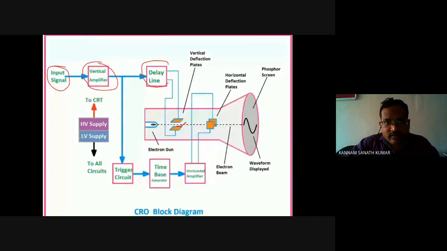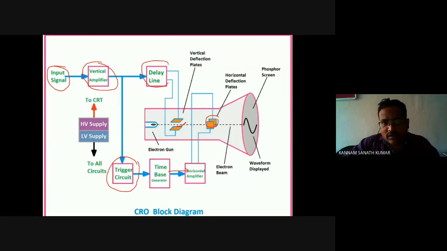And from here, there is a triggering circuit. The purpose of the triggering circuit is to synchronize both the vertical and horizontal deflection plates. The triggering circuit is given to the time base generator. It will generate a sawtooth or time base waveform, also called a ramp or sweep waveform. This is a known signal, and it is given to the horizontal amplifier, and from the horizontal amplifier it is given to the horizontal deflection plate.